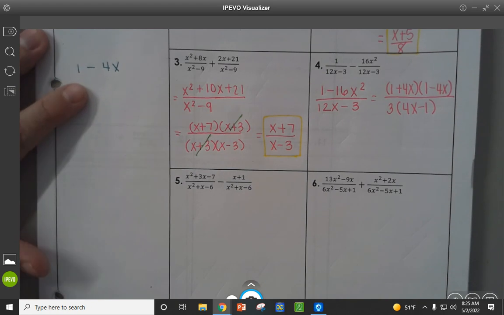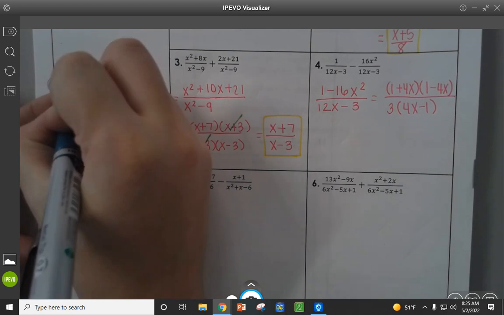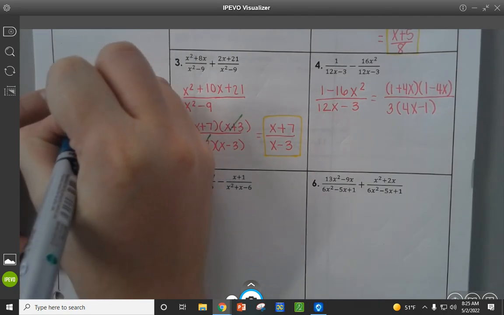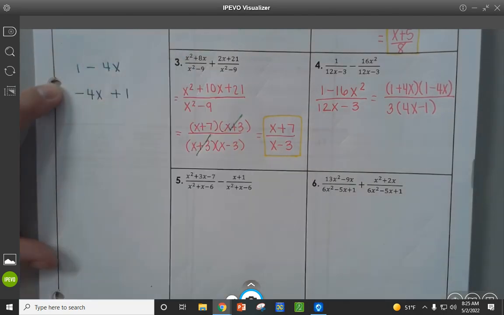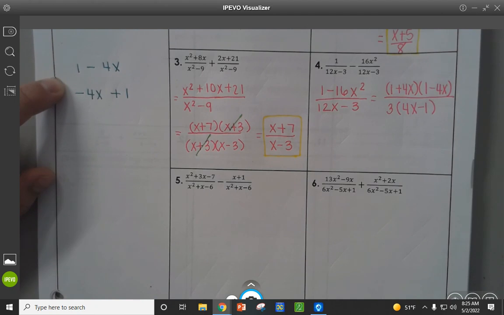You really only do this with the subtraction ones. So if I change the order, it would be negative 4x plus 1. Those two things are the same. That's the commutative property of addition.